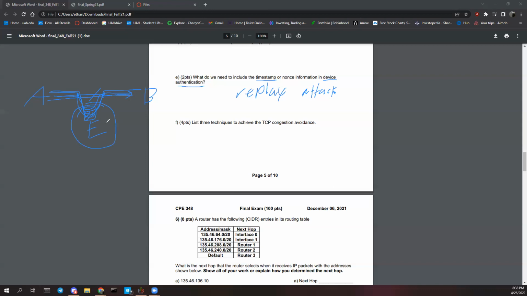So the timestamps are necessary to compare against RTTs and expected traffic times to prevent me from having the ability and time to craft a replayed message such that I can authenticate and impersonate another user. So that's why you need to include timestamps in device authentication.